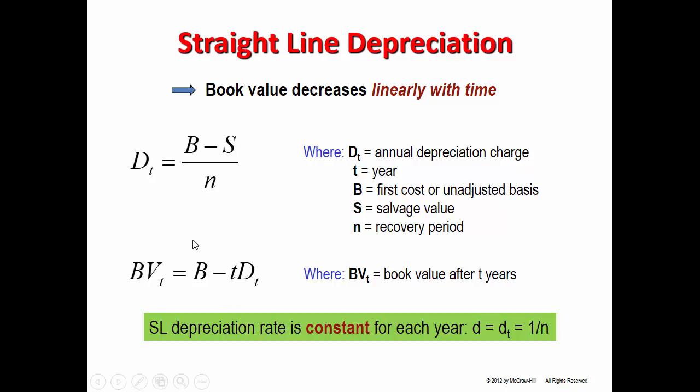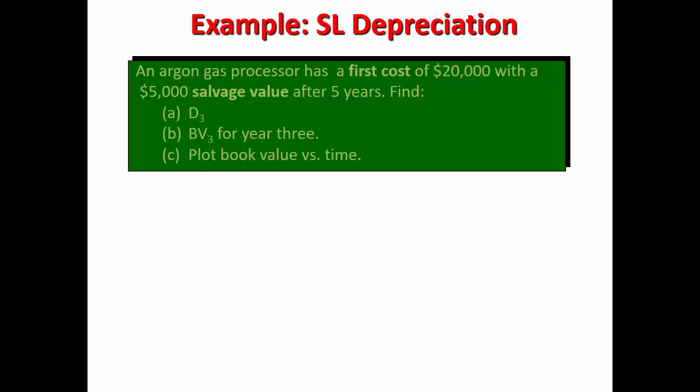And so what this says is you start with the initial starting price, the first cost, which includes the installation and training and all the expenses required to put the item into service. So you start with that, and then a certain number of years of depreciation per year would tell you the book value in that given year. All right, so that's the straight line depreciation.